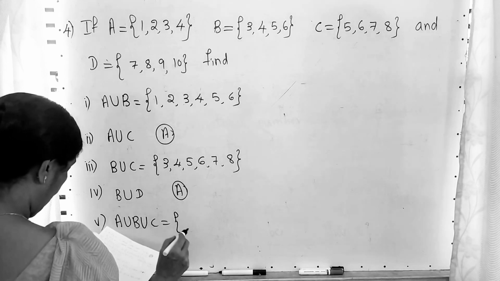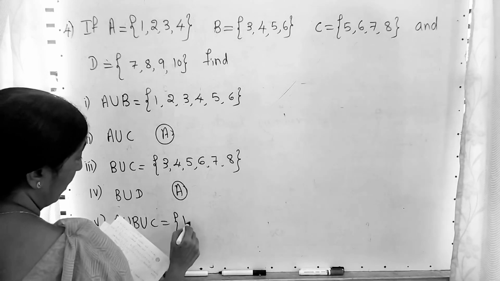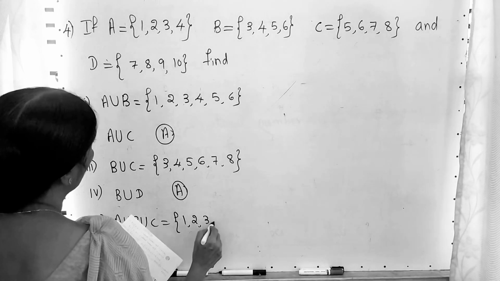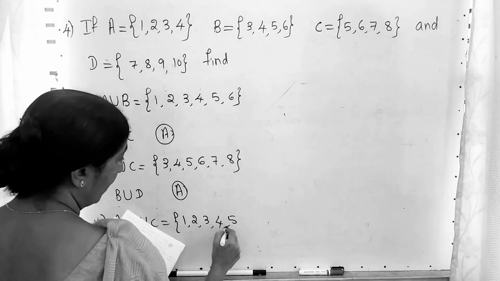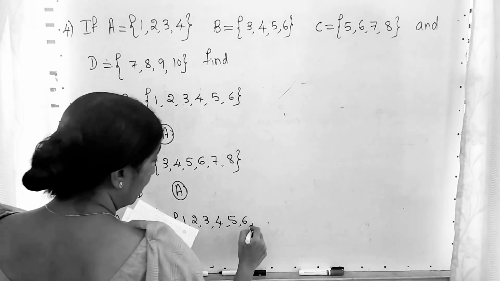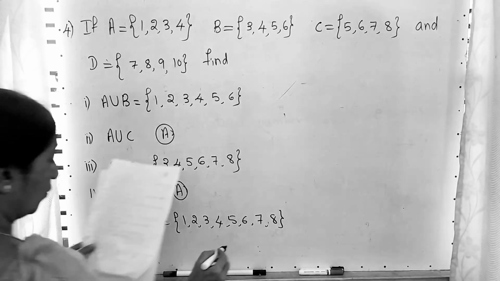We have to combine all the three, A, B, C. So start with 1. Write down first all the elements of set A. If they are repeated in B, don't write that. Then the next is 5, 6. They are repeated in C. It is 7, 8. Is it very simple or what?